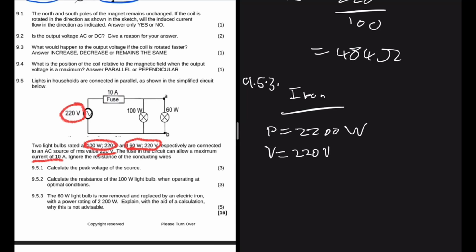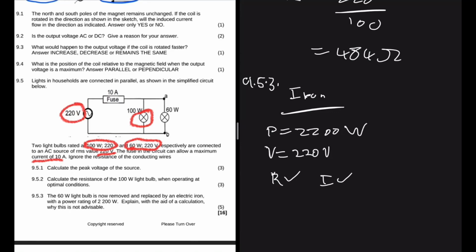Because it will be parallel to the 100 watt bulb, which is receiving 220 volts, because our power source can only give us 220 volts, right? So we have the power, we have the voltage, we can determine the resistance, and then we can determine the current. What would the resistance help us with? If we determine the resistance, then we can calculate IT, right?